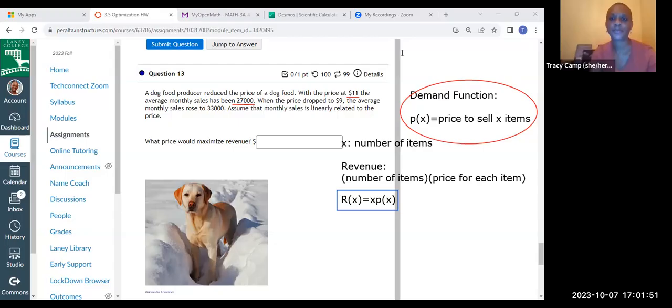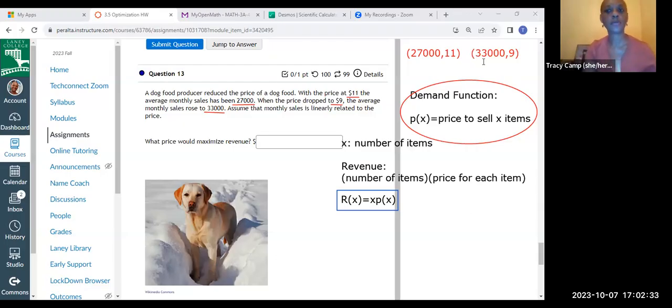So this is an ordered pair looking like this: 27,000, that's the number of items, and then 11 is the price, and that's why. And then notice that you have another ordered pair that you're given here. When your price is $9, you end up selling 33,000 bags. So you have another ordered pair, 33,000, and then the price, $9. So I'm going to write those down, and I'll switch over to the iPad.